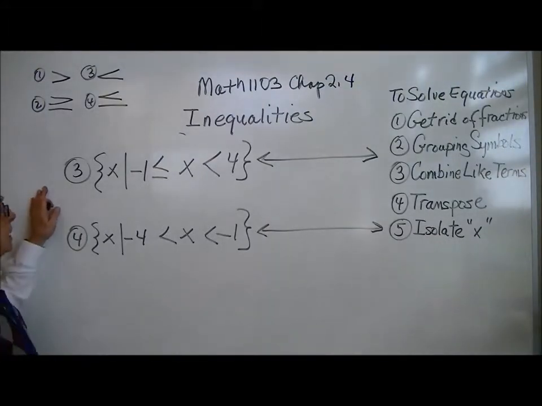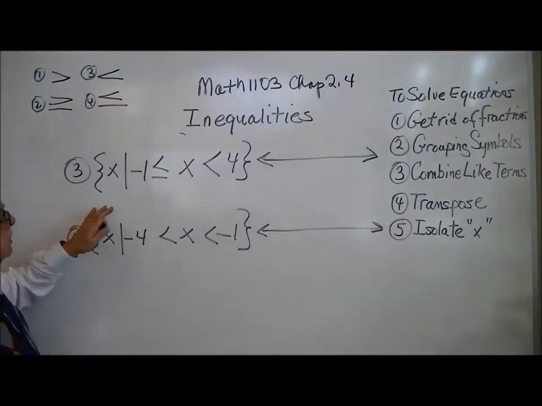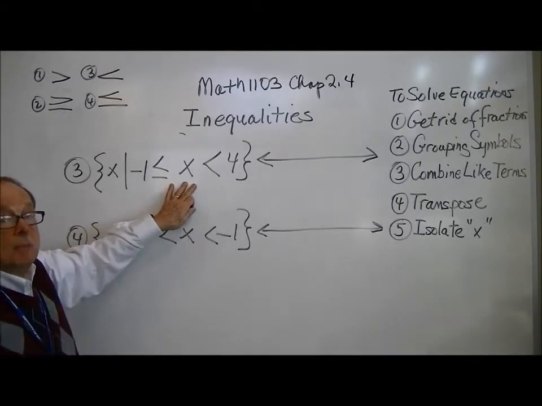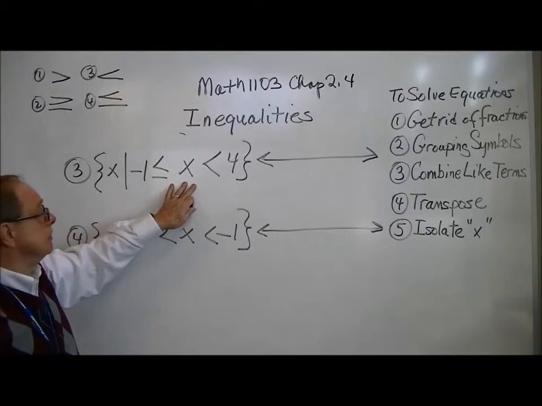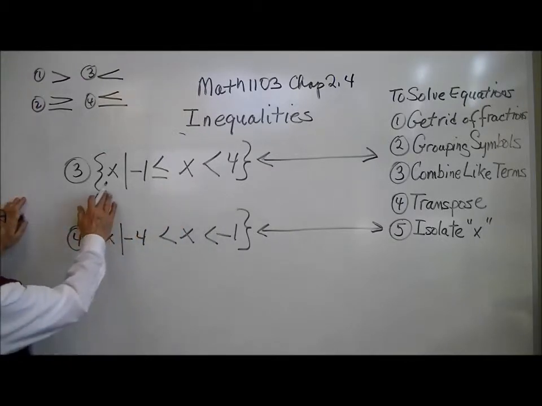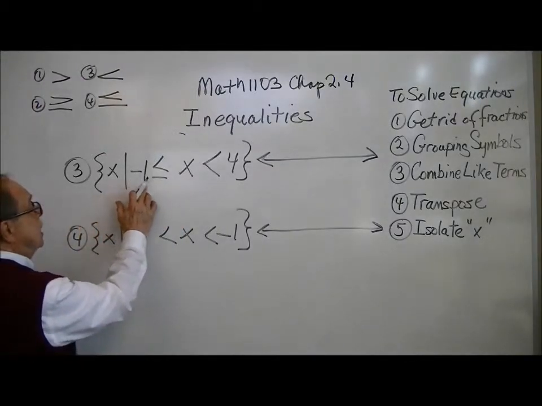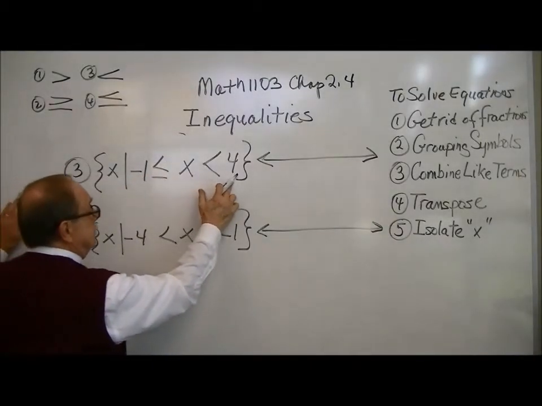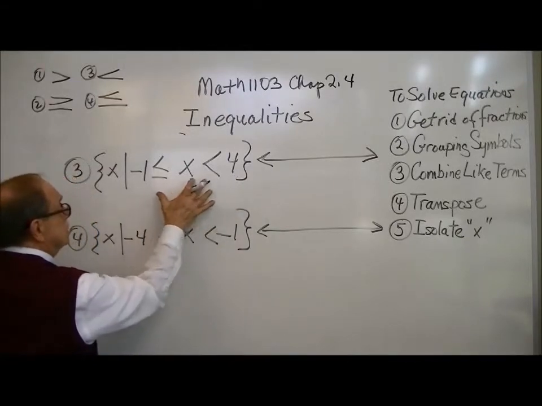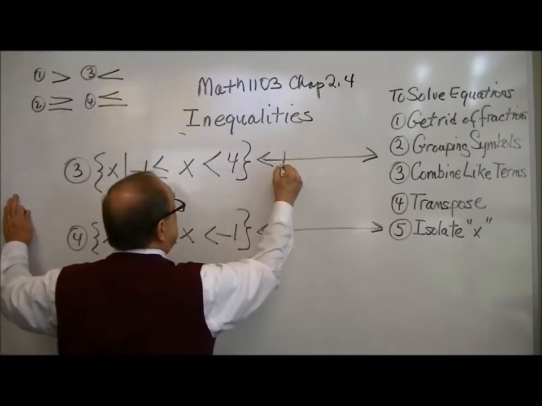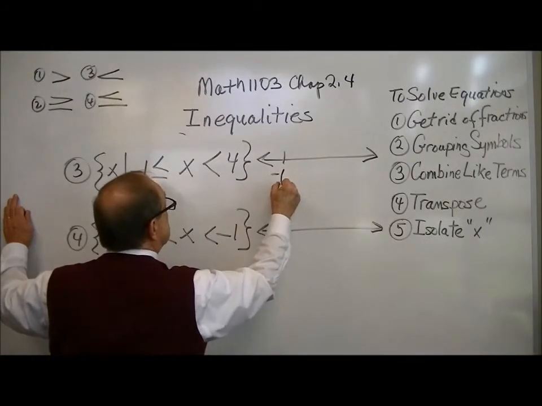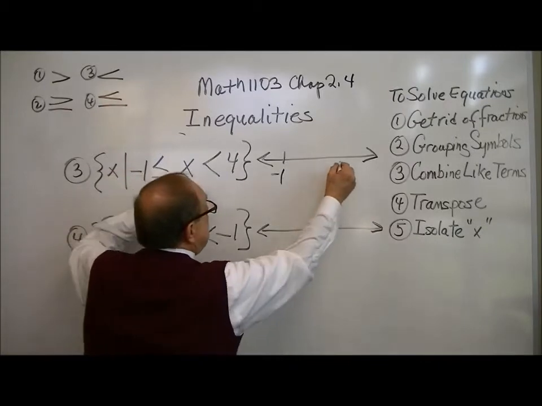Okay, these are some others. Notice it's set up a little differently. This is called a compound inequality. It's read, x is such that -1 is less than or equal to x is less than 4. So the two numbers we're interested in are -1 and 4.